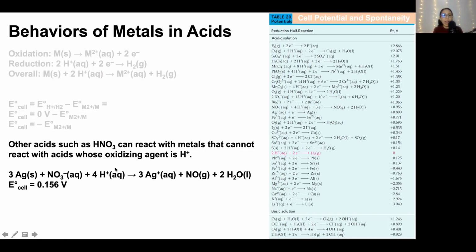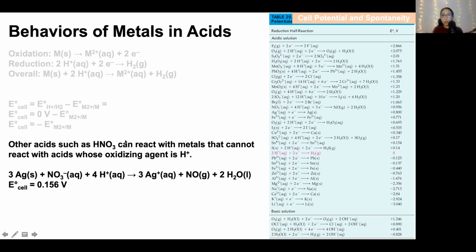However, we also have acids, particularly strong acids such as nitric acid, that possess a stronger oxidizing agent than the H+ that they release in solution. And what is that stronger oxidizing agent? It's the nitrate. So nitric acid dissociates into H+ and NO3-, right? H+ is an oxidizing agent. However, it's not strong enough to react with your silver metal, according to what we just learned.